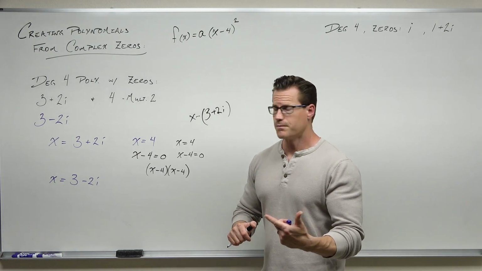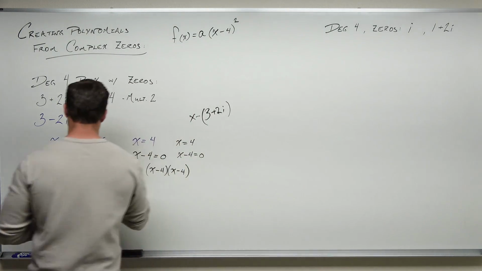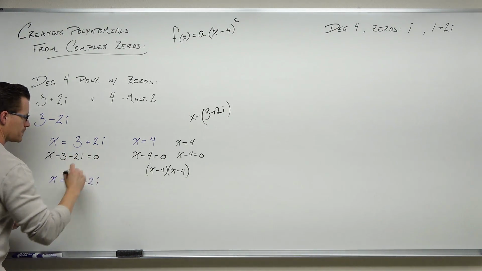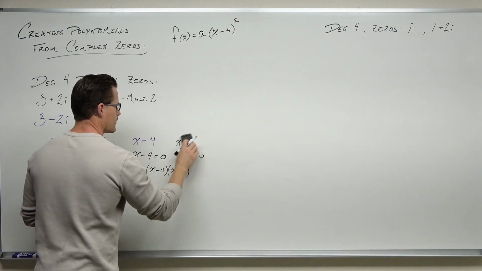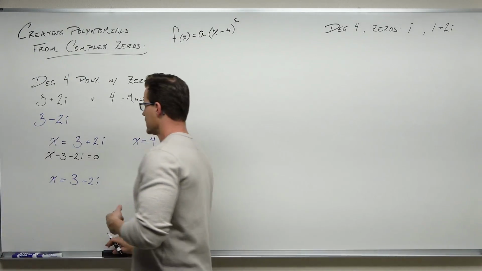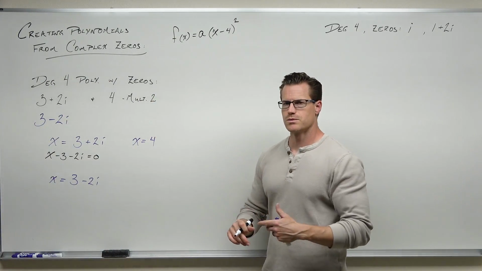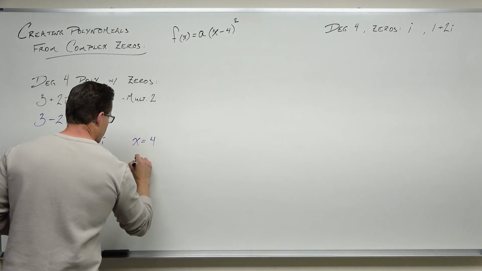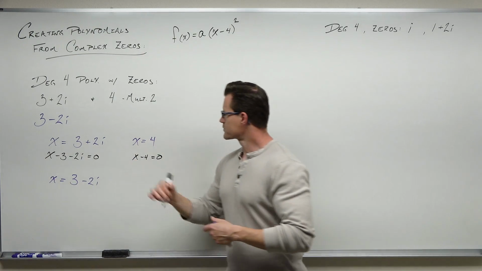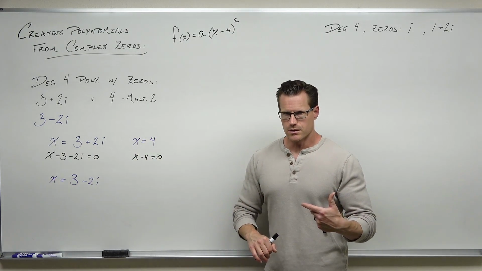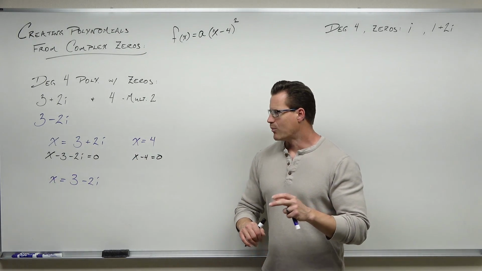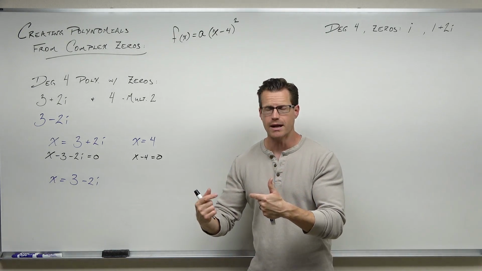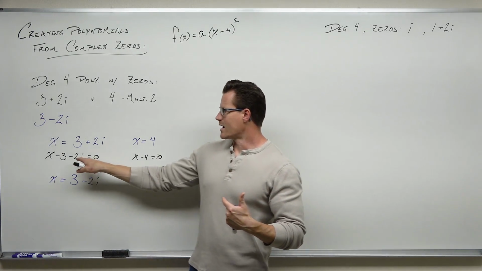So solve for 0, subtract 3, subtract 2i. So we get x minus 3 minus 2i equals 0. Now, this right here is a factor just like x minus 4 was a factor, but we're going to think of it a little different. Here's how I want you to think of it. I want you to think of it as x minus 3 is one factor, and so we're going to group that. Notice that when we group the first 2 terms, we're not affecting this sign.